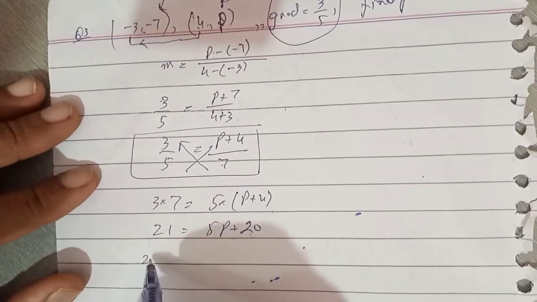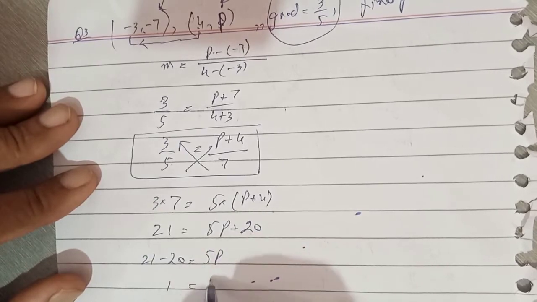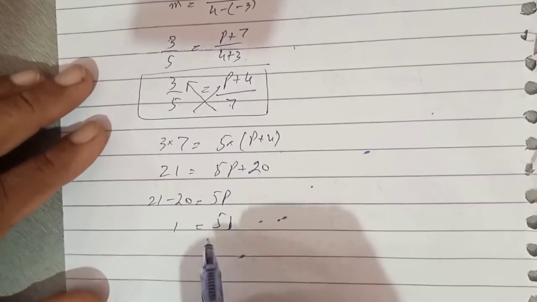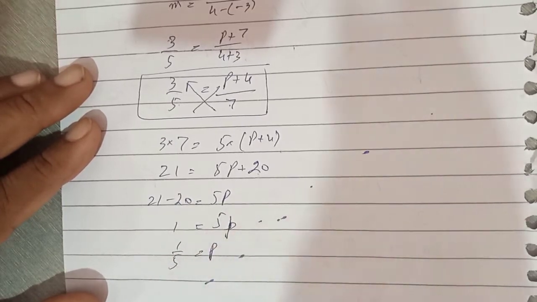I shift this 20 to the other side. So 1 over 5p. So the answer would be what? 1 over 5.